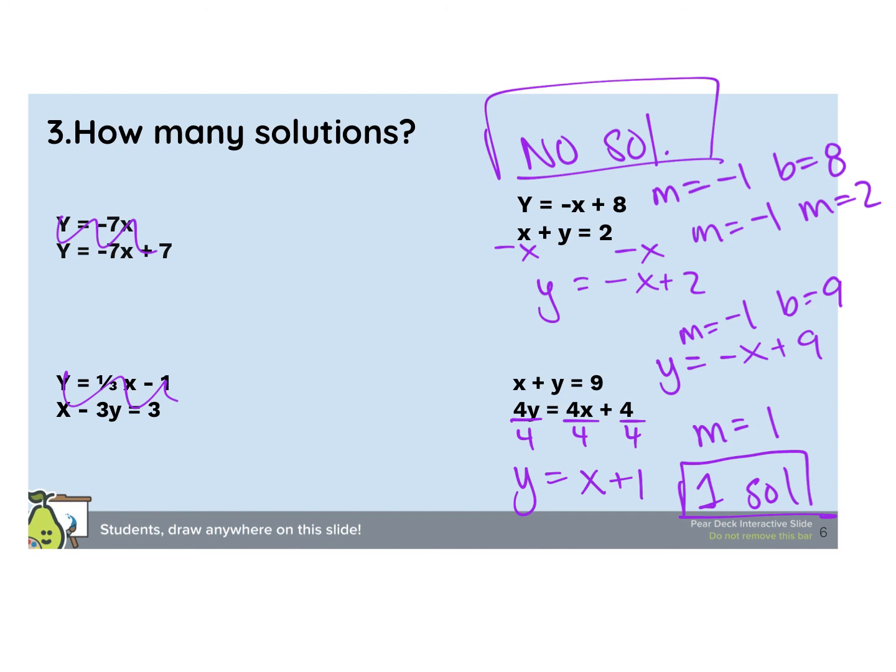So for these, you have to solve for y first. Please show your work. Don't do it in your head. You don't want to make silly mistakes, especially with the positive and negative, right? So that's how you do number 3.